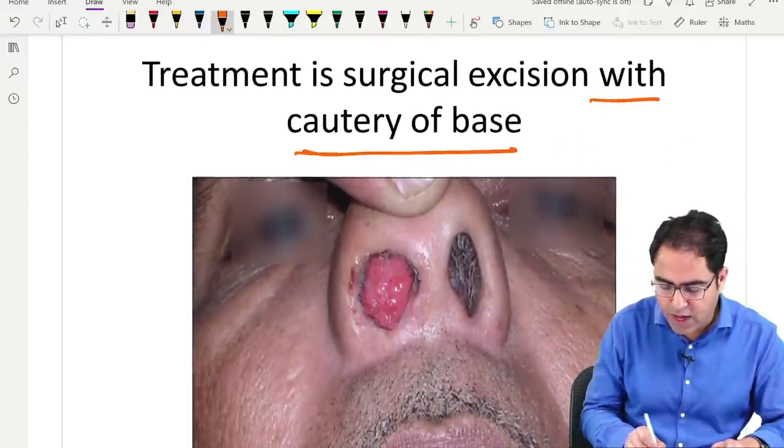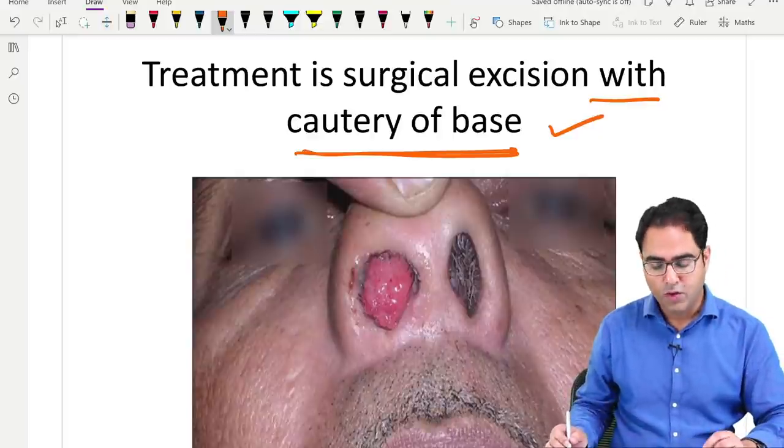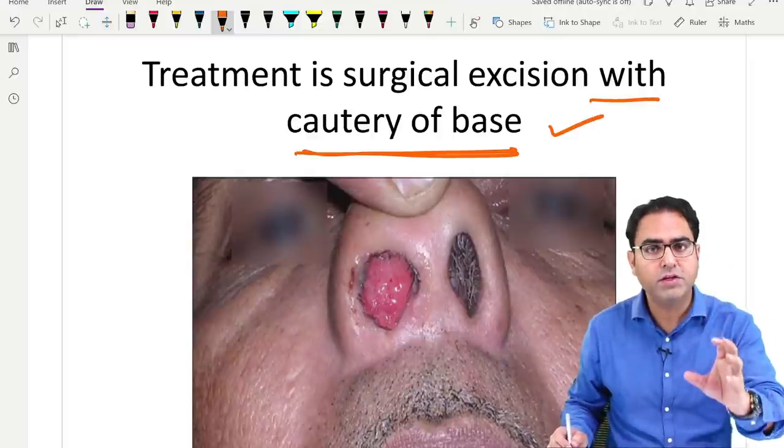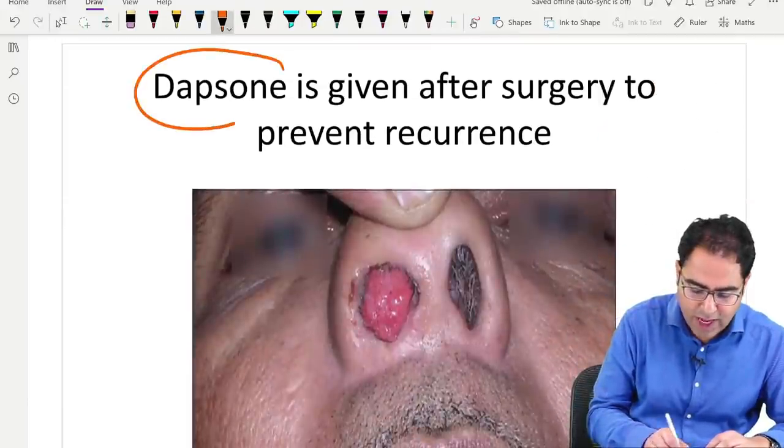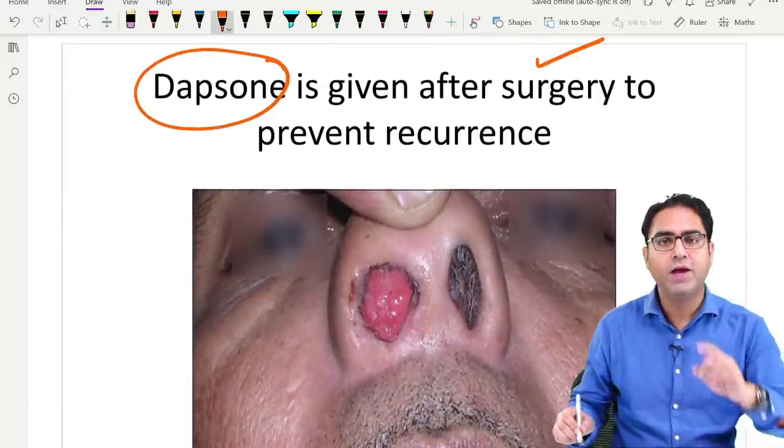The treatment of choice of rhinosporidiosis is surgical excision with the cautery of the base. Burn the base because there is a high chance of recurrence. So treatment is surgical excision with the cautery of base followed by Dapsone. Dapsone is given after surgery to prevent recurrence.